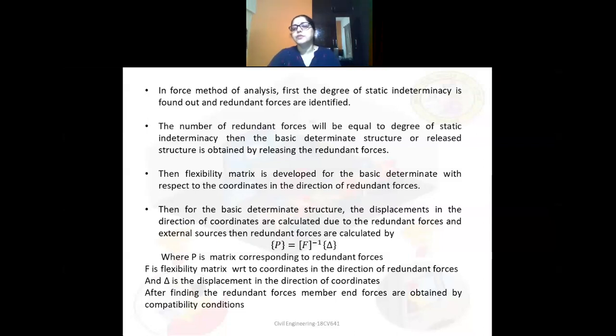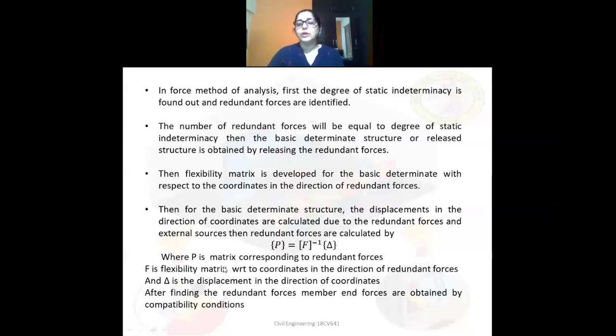Then the basic determinate structure. After removing the redundant forces, the structure becomes statically determinate, right? Then it is called the basic determinate structure, or released structure, obtained by releasing the redundant forces. Then the flexibility matrix is developed for the basic determinate structure with respect to the coordinates in the direction of the redundant forces. Then for the basic determinate structure, the displacements in the direction of the coordinates are calculated due to the redundant forces and external forces. Then the redundant forces are calculated by P equal to the inverse of the flexibility influence coefficient matrix into the displacement.